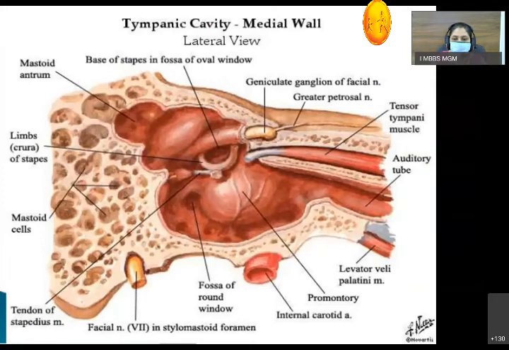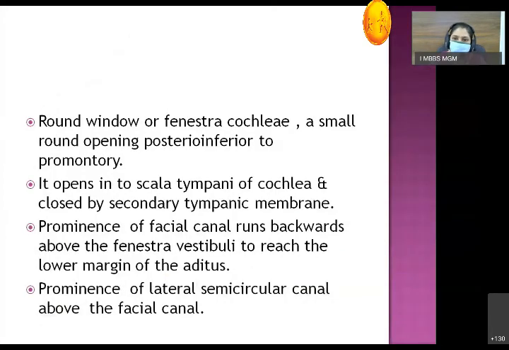And the lower part, posterior-inferiorly, there will be the round window or fenestra cochleae. It is a small rounded opening which is present posterior-inferior to the promontory. It opens into the scala tympani of the cochlea.